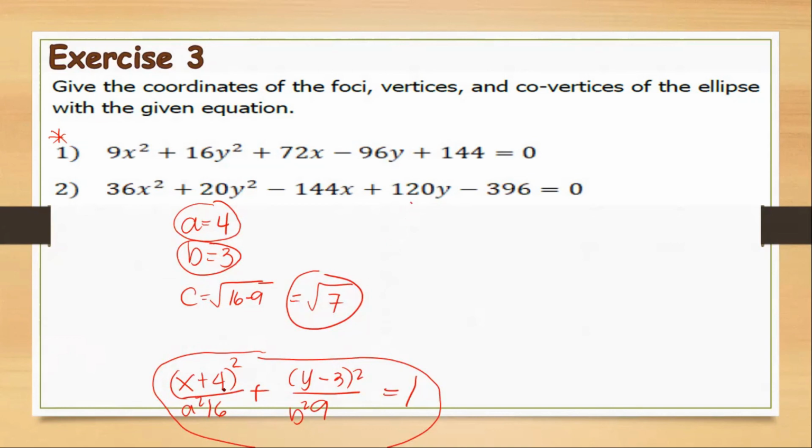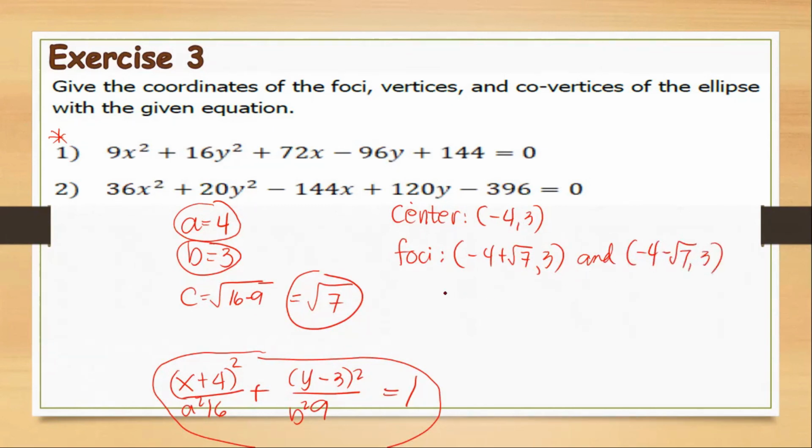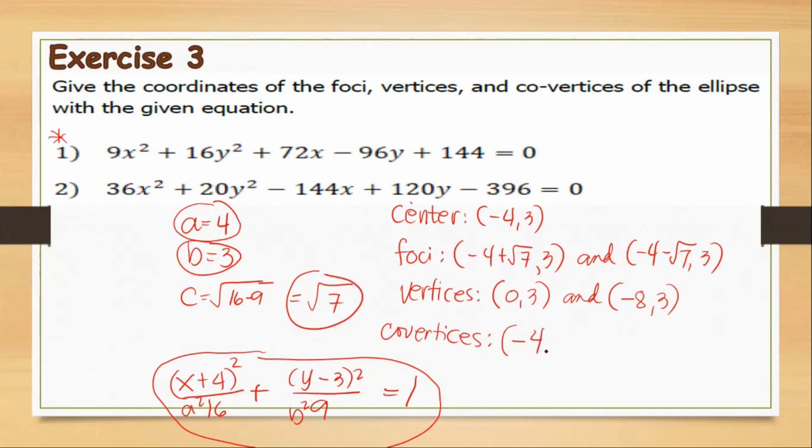Okay, so our foci will be at, we have change in x, so let's find the center first. The center is at negative 4, 3. So our foci will be at negative 4 plus square root of 7, 3, and negative 4 minus square root of 7, 3. Our vertices will be found at negative 4 plus 4, we have 0, 3, and negative 4 minus 4 is negative 8, 3. And our co-vertices will be found at negative 4, 3 plus 3 is 6, and negative 4, 3 minus 3 is 0. That will be our answer on number 1, exercise 3.